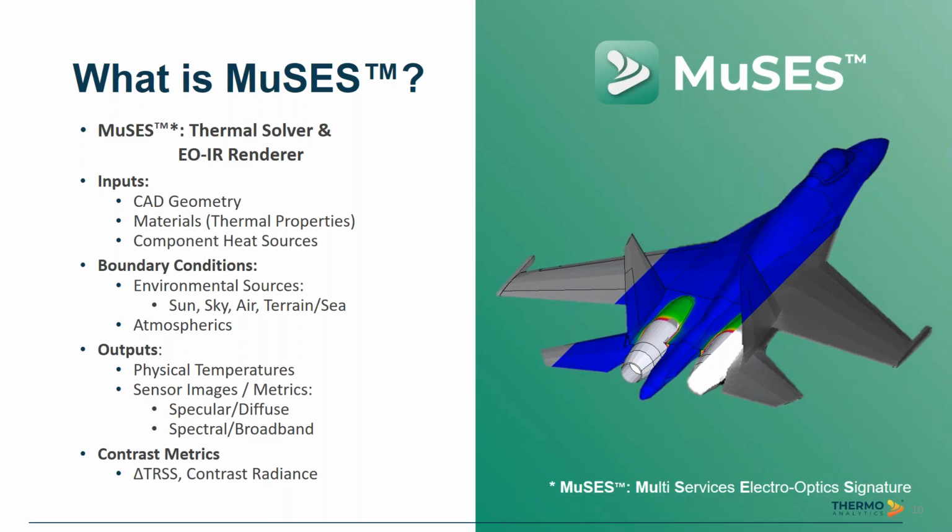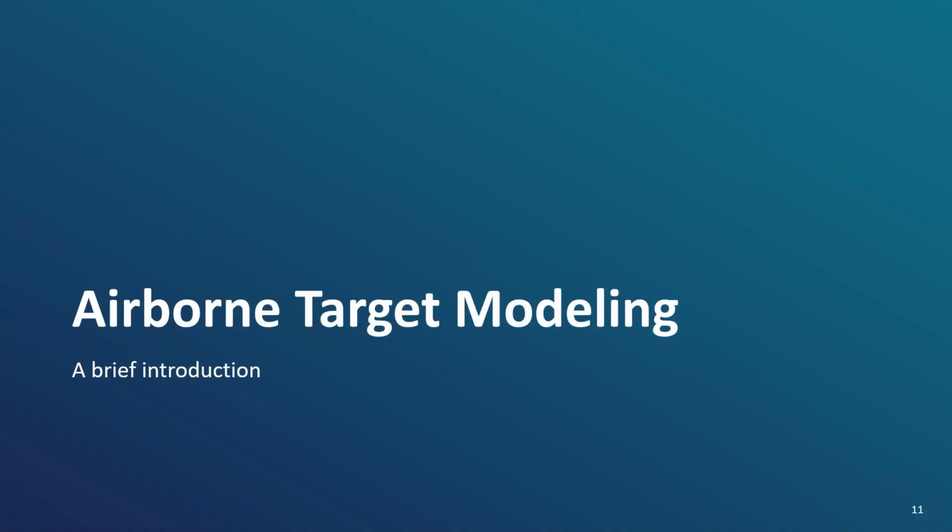Now we can describe what makes airborne target modeling different compared to ground vehicles. Now that we have a base understanding of how MuSES functions, we can start to understand how airborne target assets are modeled within MuSES and the different aspects you have to take into account when your target is off of the ground plane.